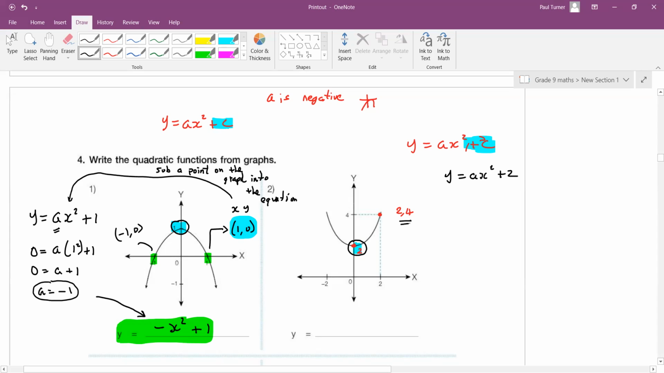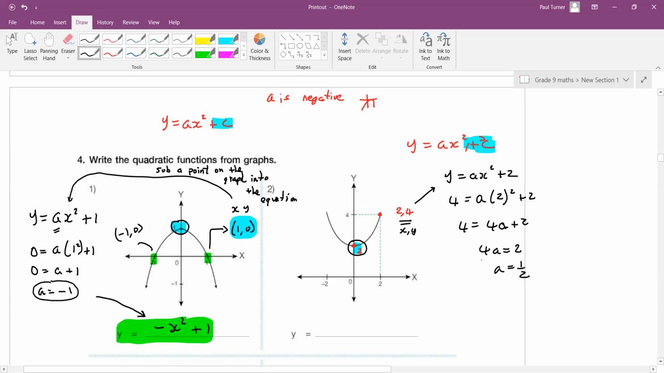And we can use this point as x, y. We take a point on the graph and then we sub back into the equation. So in this case, y is 4 and x is 2. So you should have something like 4 equals a times 2 squared plus 2. We put the x and y back into the original equation. So we're going to have 4 equals 4a plus 2. So 4a equals 2. A will be a half.